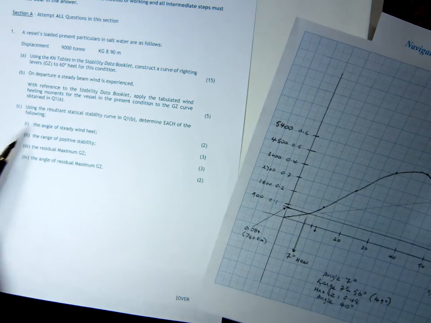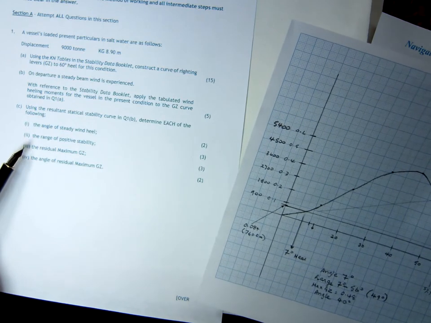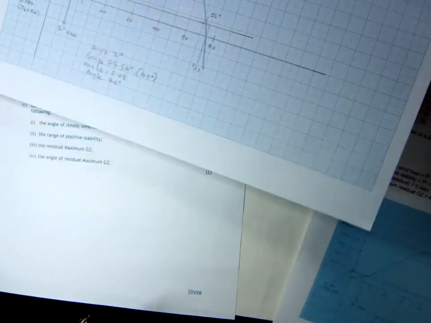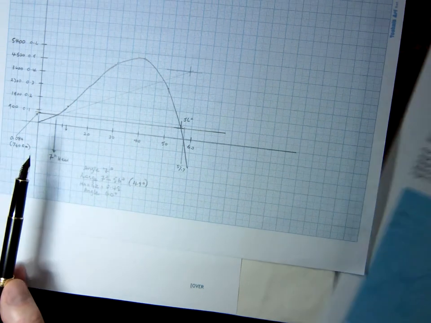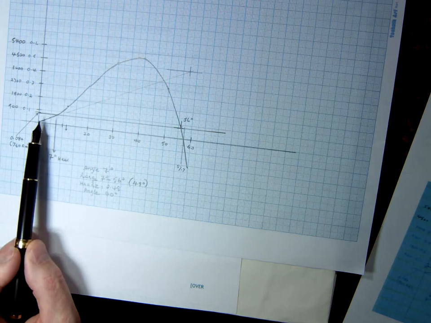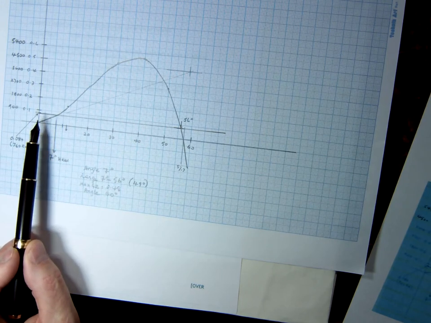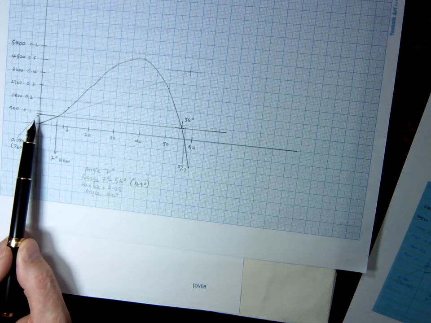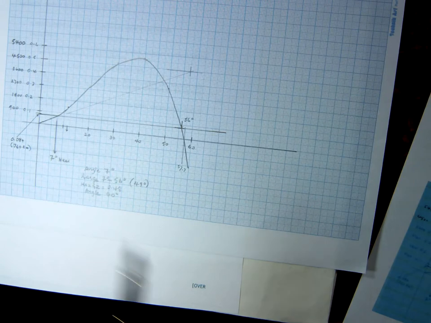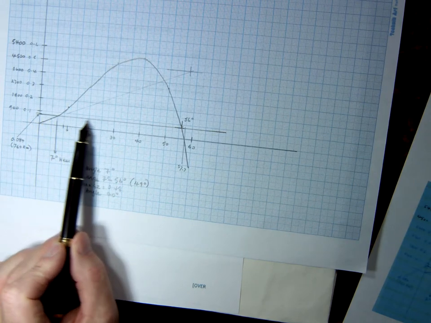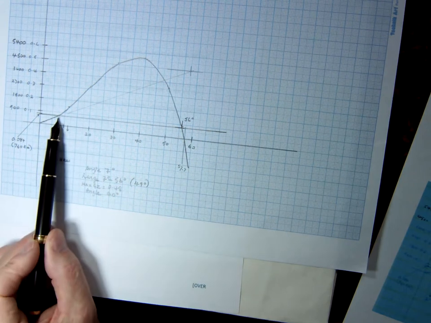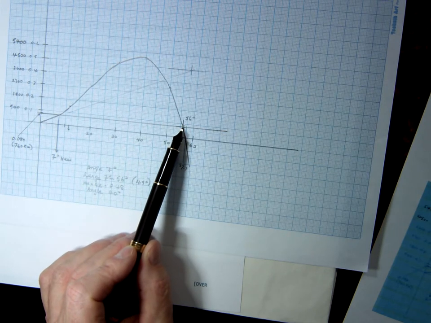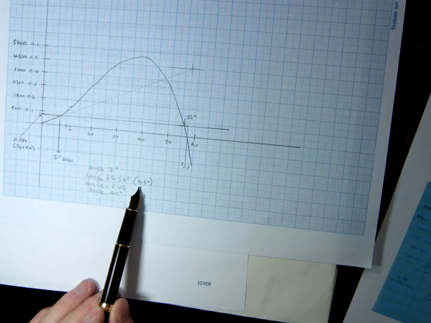Once you've done that, we need our angle of steady wind heel, range of positive stability, max GZ, and angle of residual max GZ. Remember, with this line that you draw across, the horizontal line, it doesn't change at all. With steady wind heel, the 0.08, or 0.084 to be absolutely exact, but it's hard to put that on the scale we've got. Just draw a line straight across level. That will be our angle of heel. I got 7 degrees. That's the vanishing stability 56 degrees, so I got a range of 49.